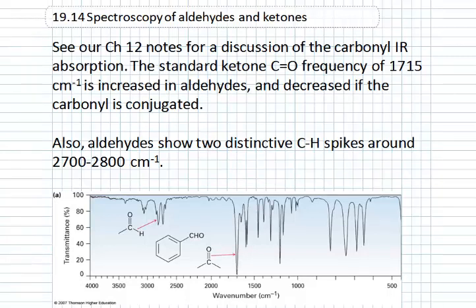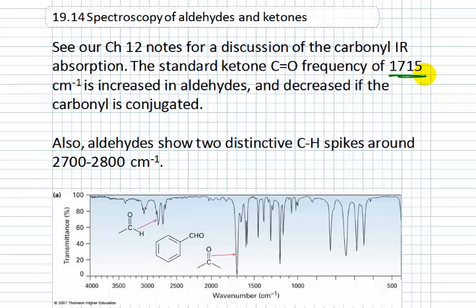The spectroscopy of aldehydes and ketones is very interesting. The methods of spectroscopy are really very well geared towards identifying carbonyl compounds. So look in our chapter 12 notes for the discussion of carbonyl IR absorption. It's the very last page of our IR discussion before. Please memorize this number: 1715 is the standard ketone carbonyl frequency in IR.